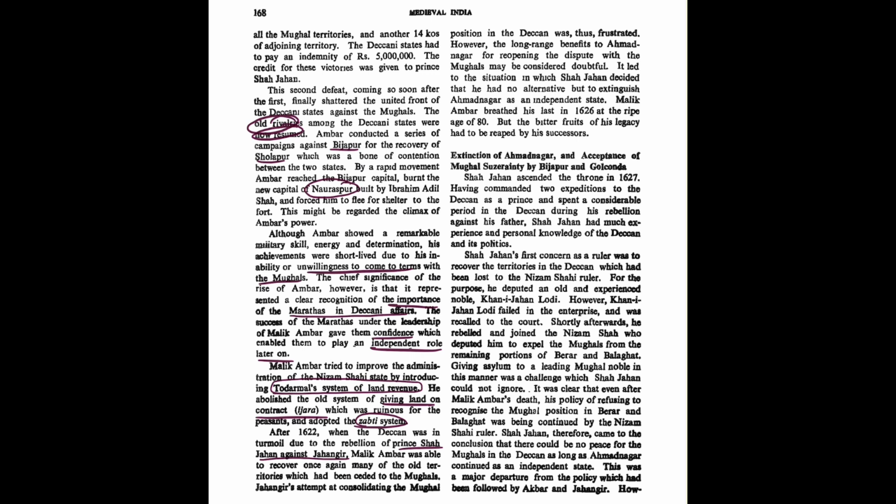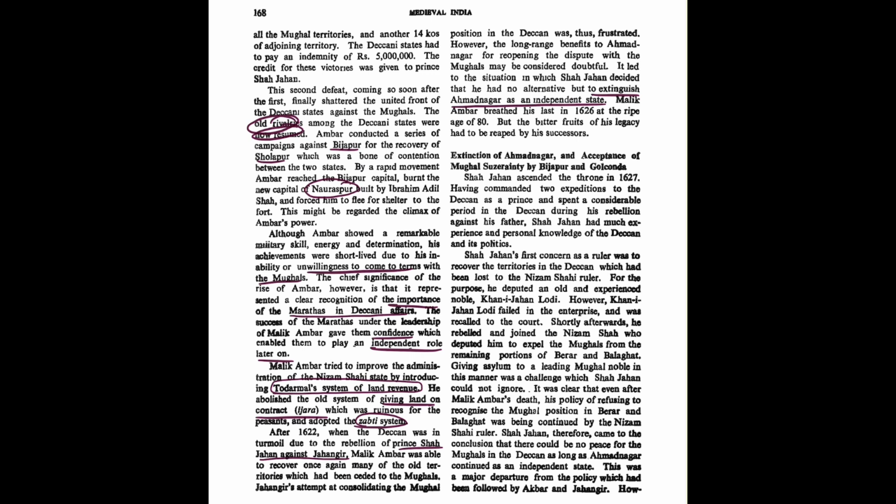Jahangir's attempt at consolidating the Mughal position in the Deccan was thus frustrated. However, the long-range benefits to Ahmednagar for reopening the dispute with the Mughals may be considered doubtful. It led to a situation in which Shah Jahan decided that he had no alternative but to extinguish Ahmednagar as an independent state. Malik Ambar breathed his last in 1626 at the ripe age of 80, but the bitter fruits of his legacy had to be reaped by his successors.